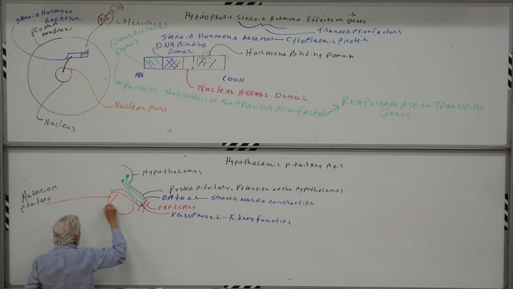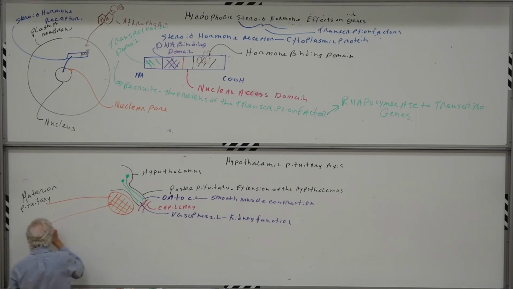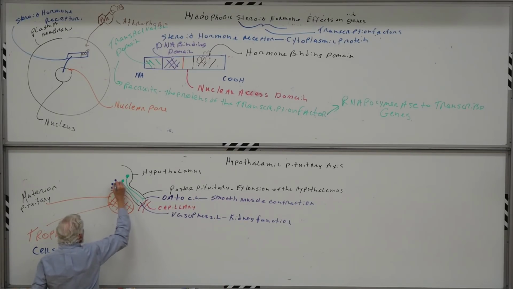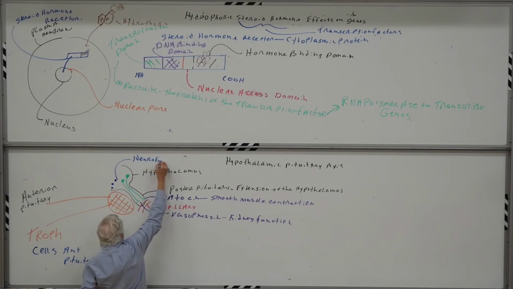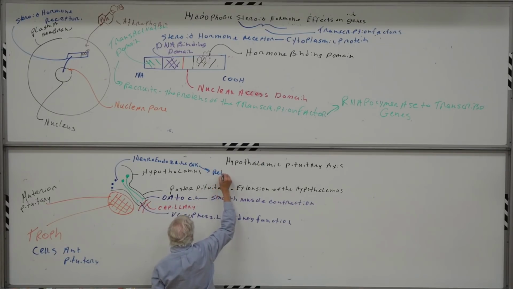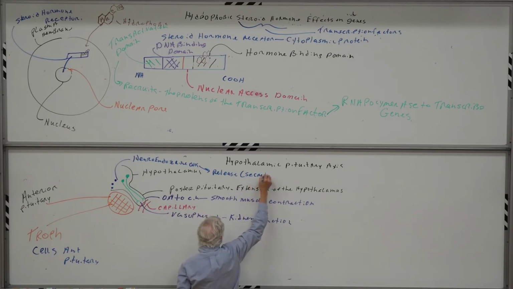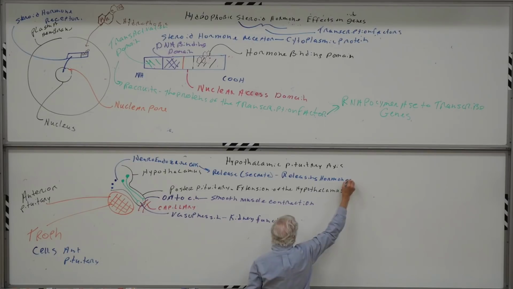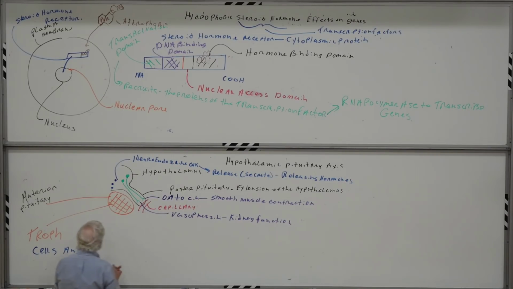Within the anterior pituitary, there's a cell type. These are called troph cells. These troph cells are in the anterior pituitary. In the hypothalamus, up here, are neuroendocrine cells. These neuroendocrine cells release or secrete molecules known as releasing hormones. The only connection between the anterior pituitary here and the hypothalamus is through a blood vascular system.